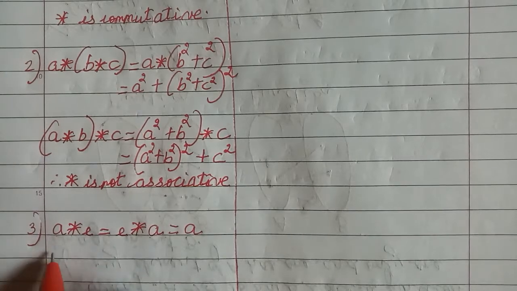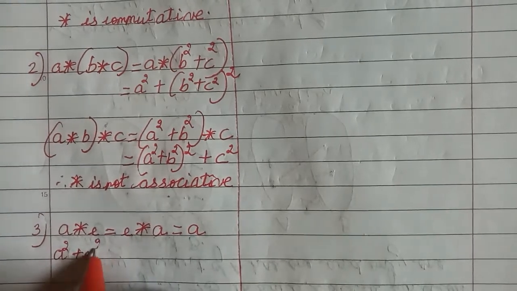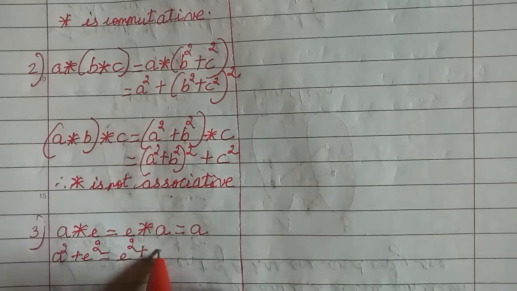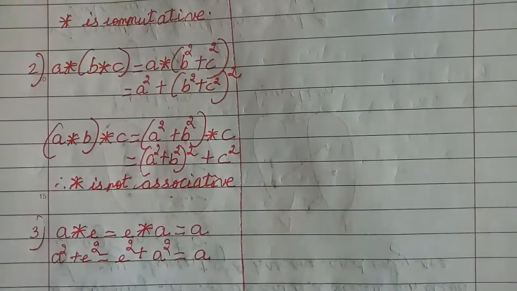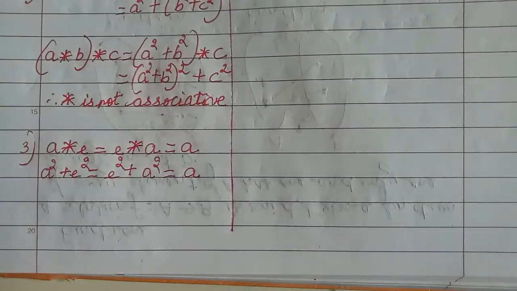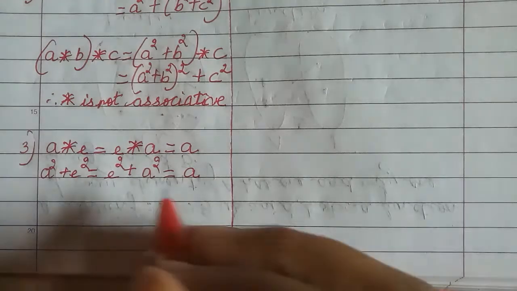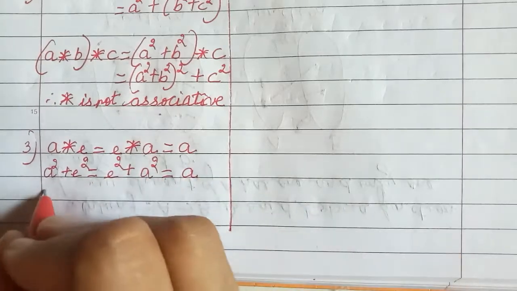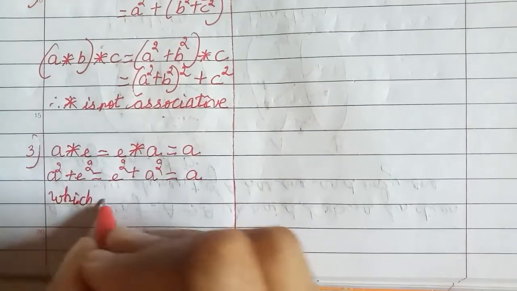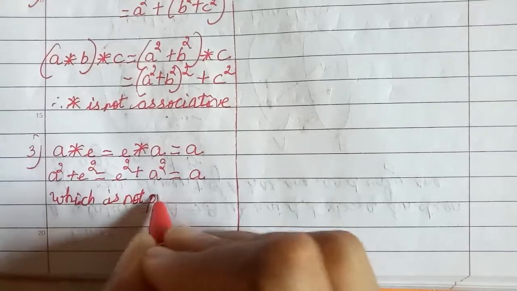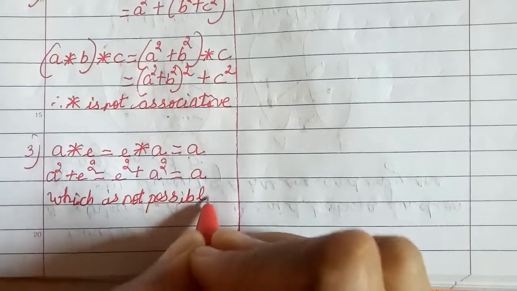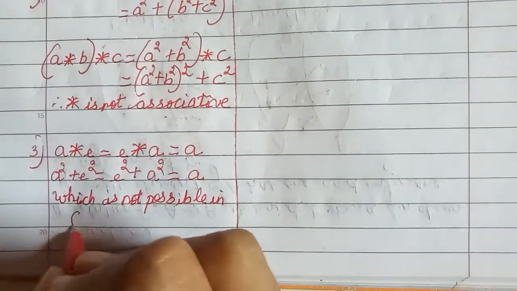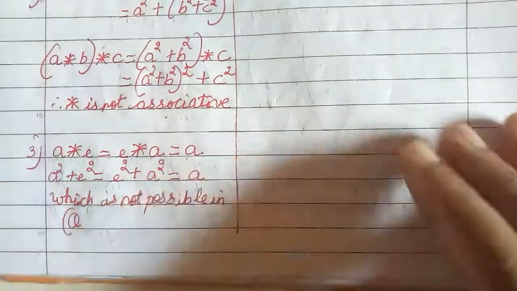So here by definition what will you have? A square plus E square, which is equal to E square plus A square, which is equal to A. Is this possible, children? No, this is not possible. This may work for one or two cases, right? That means E will not be the same in all the cases, because it is the set of rational numbers. So it is not possible in Q.